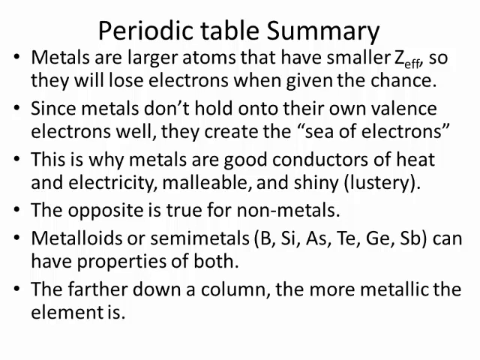So the summary of the periodic table is basically, if you're talking about a classification of an element and you say that there are metals, metals tend to be larger atoms that have the smaller effective nuclear charge, so they will lose electrons when given the chance. Since metals don't hold on to their own valence electrons well, they create that sea of electrons that we already talked about. This is why metals are good conductors of heat and electricity. They're malleable and they're shiny. They have a luster to them.